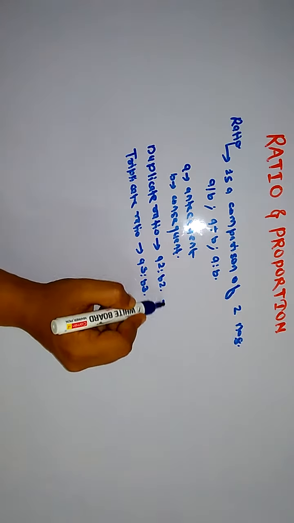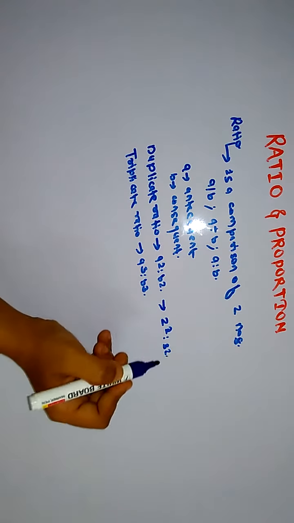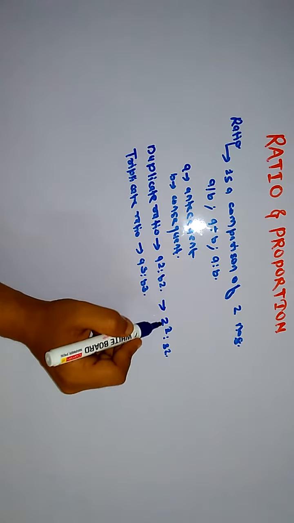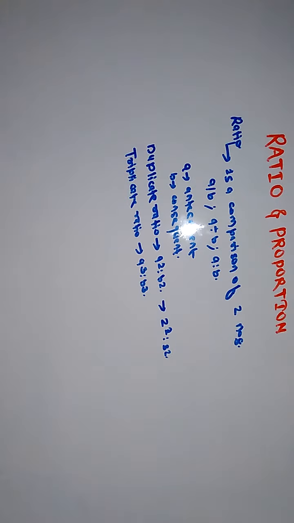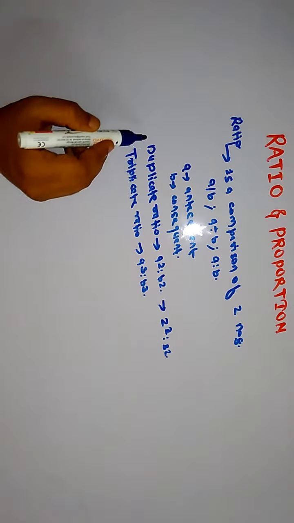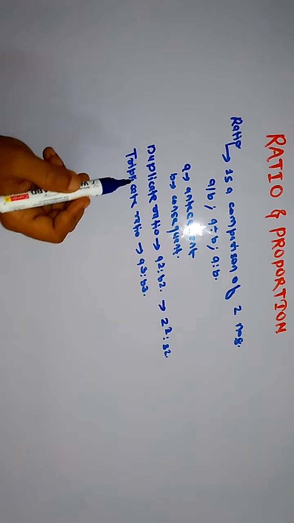Suppose it is given that 2a square is to 3a square. The basic ratio is 2 is to 3, and since we are talking about the duplicate ratio, it is the square of 2 by 3. So you have to be familiar with these terms, otherwise problems may arise in the question. So this should be known to you.